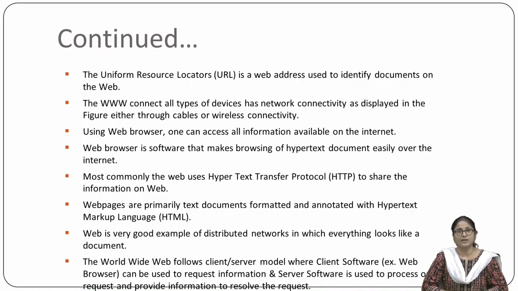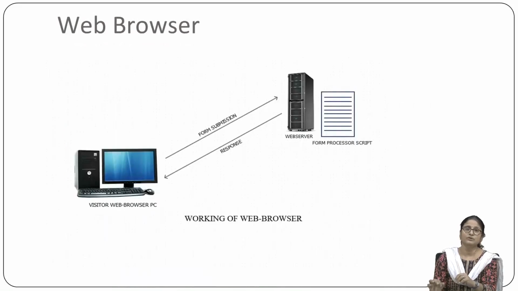The web is a very good example of a distributed network in which everything looks like a document. The World Wide Web follows the client-server model, where the client software, which we call a web browser, is used to request information, and the server software is used to process the request of the client and also resolve the request. So this is all about what is WWW.